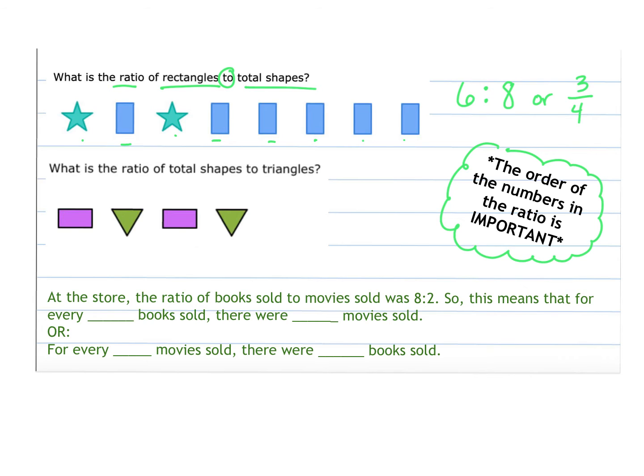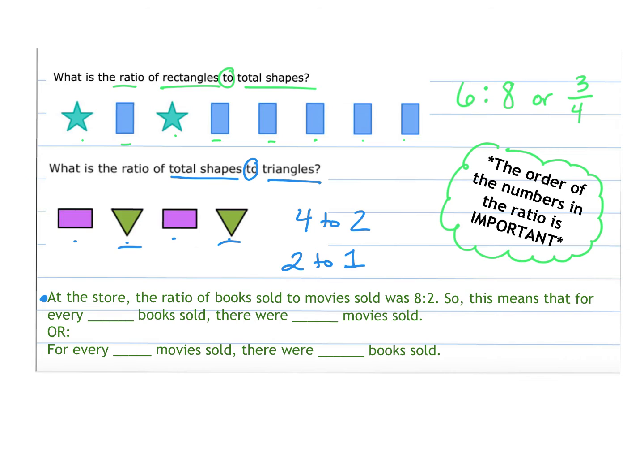This one says the ratio of total shapes to triangles. So I have 1, 2, 3, 4 total shapes to 2 triangles. So this would be compared as 2 to 1. Could be written as an improper fraction or with a colon. So thinking about order, how would we fill in the blanks here?